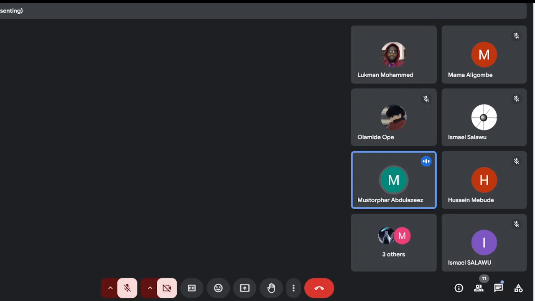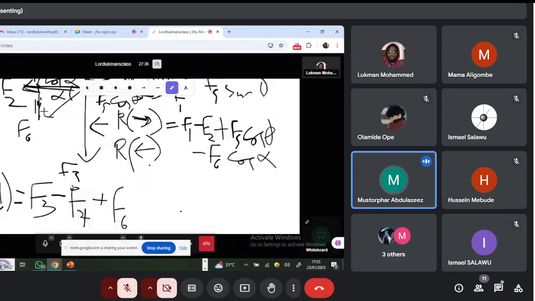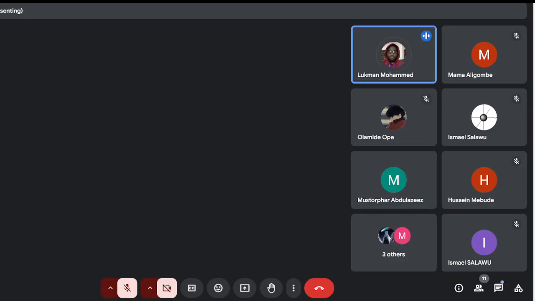F6. Now, what did I say is going to take? Sine or cos? Vertical is opposite, is facing the vertical. Fine. The angle, sine alpha. Sorry, this is sine alpha. Then I'm going to consider F5.